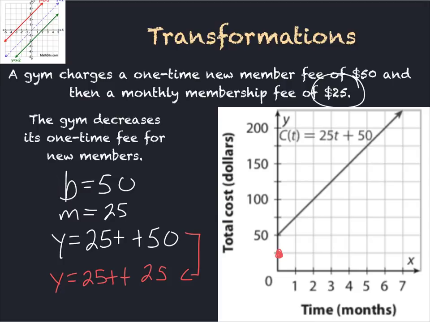Is our slope going to change? No. Our slope is still going to be the same. Our slope is still going to be rise 25, run 1. So our slope is still going to be the same. The only thing that happened was we shifted our line down.